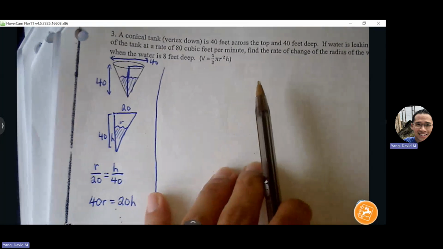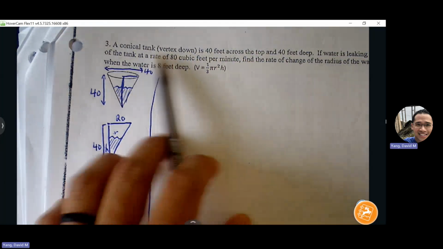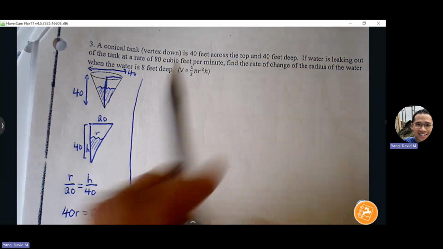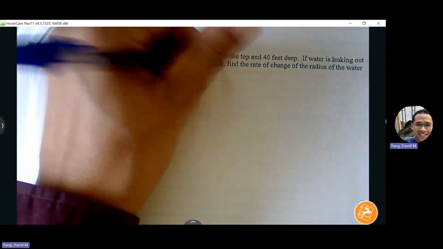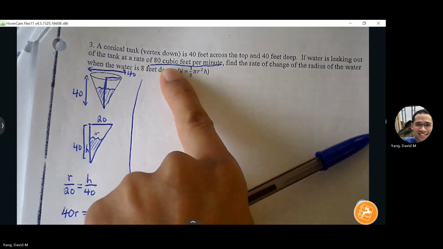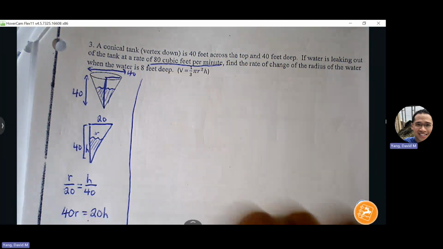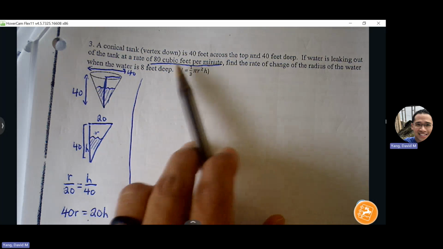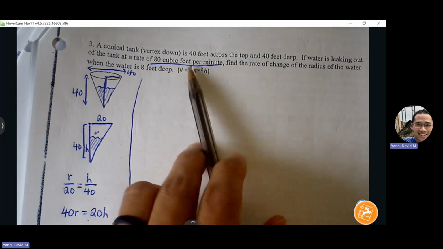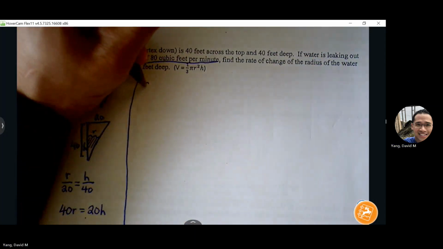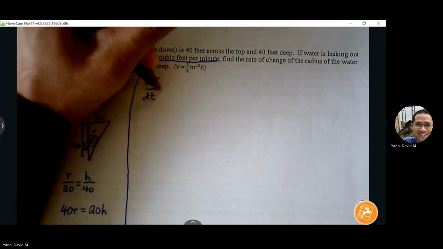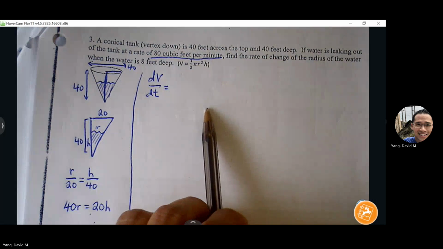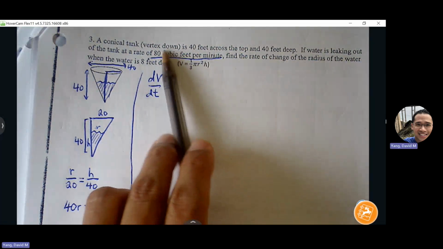Okay, so let's gather some more information here. First sentence, we already have everything we need. If water is leaking out of the tank at a rate of 80 cubic feet per minute, what is that 80 referring to? Which variable is that referring to? dV over dt. How do you know it's dV over dt? Cubic feet, that's volume. And minute, that's time. So the only variable with volume and time in it is dV over dt. Okay, any adjustment we have to make with that 80?